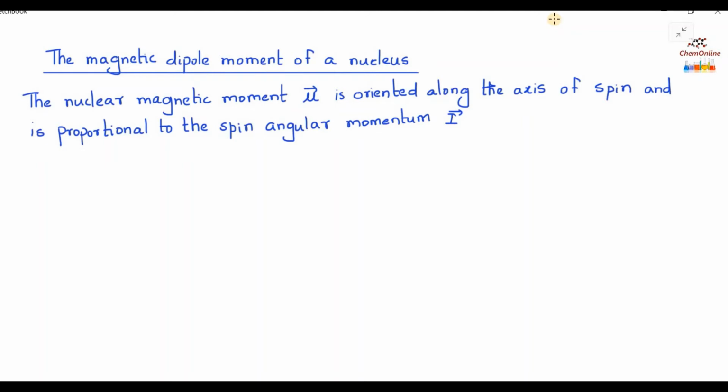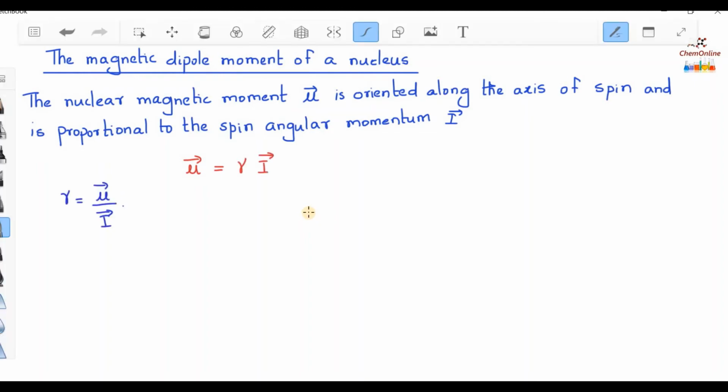The resulting nuclear magnetic moment, vector mu, is oriented along the axis of spin, and this magnetic moment is proportional to the spin angular momentum vector I. Or we can write vector mu equals gamma times vector I, where gamma is the ratio of vector mu to vector I and is called the gyromagnetic ratio, also known as the magnetogyric ratio.